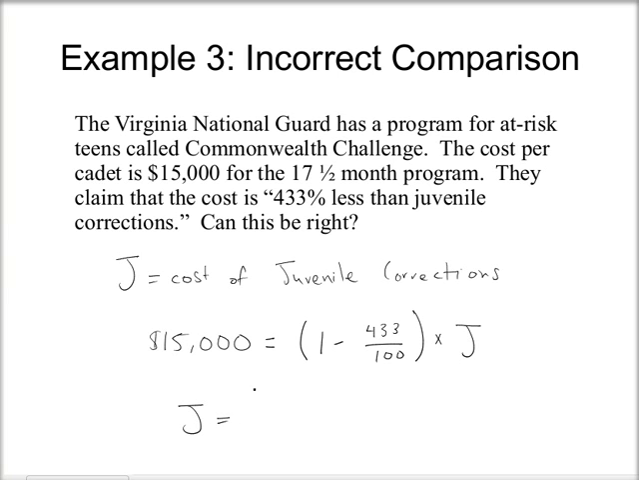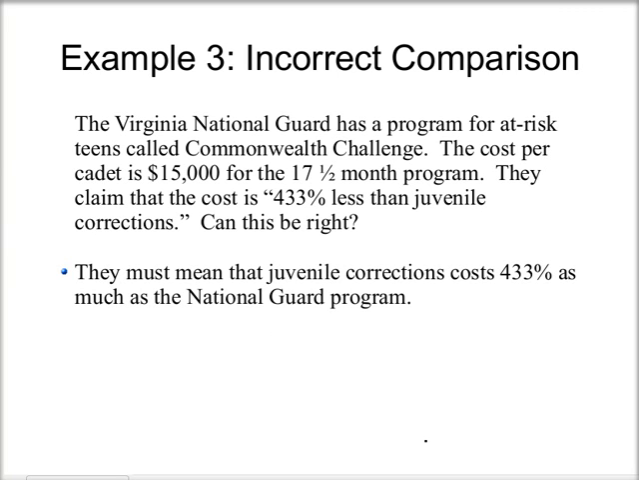or J is equal to $15,000 divided by 1 minus 433 divided by 100, which is equal to negative $4,505. But that can't possibly be right. We can't have a negative cost for juvenile corrections. So what are they actually trying to say here? Well, they must mean that juvenile corrections cost 433% as much as the National Guard program.